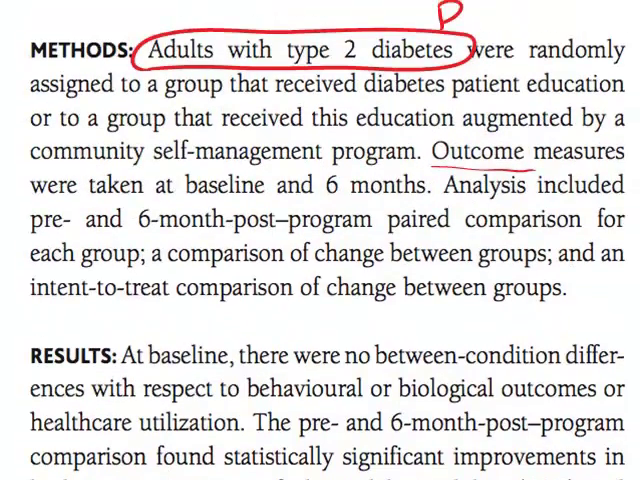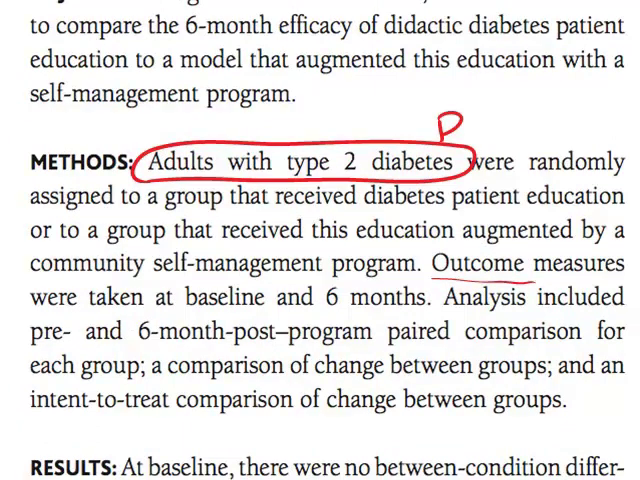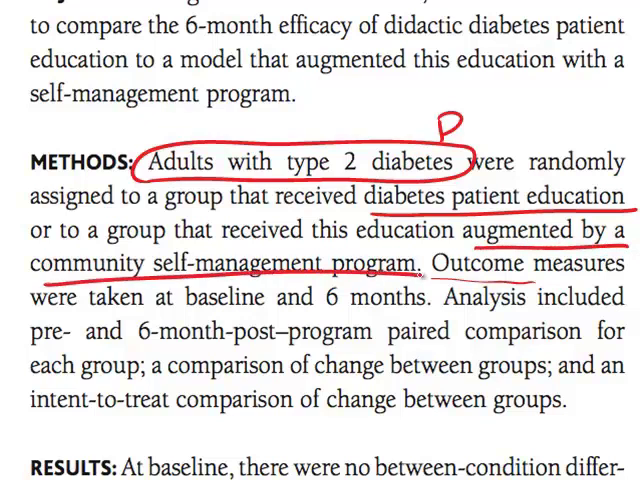The comparison being made here is between two types of education programs that the participants receive. They receive a diabetes patient education program, and another group receives the same thing but augmented by a community self-management program. So those things define what we call the comparison. This means that the explanatory variable is the type of education being received. This education is also the intervention, as the education program is assigned or imposed upon the subjects.